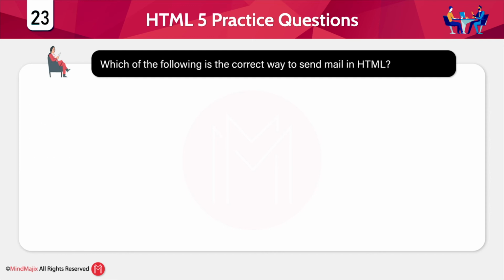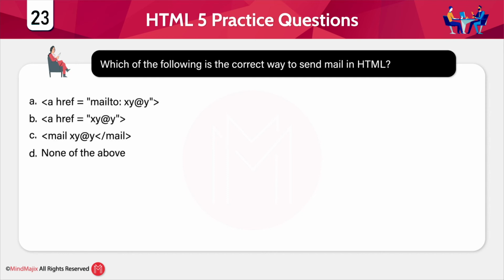Which of the following is the correct way to send email in HTML? Among these four options A, B, C, D, which one is the correct way to send the email in HTML? A href equals mailto and some mail ID here, which we have already seen. This is the first question. A href equals what? Mailto colon, and the mail address should be specified. This is the correct answer, the first one. What is the correct option for the 23rd question?